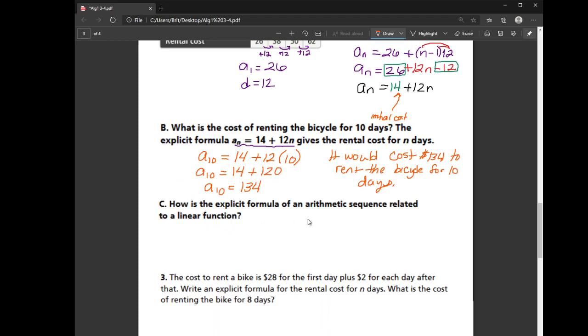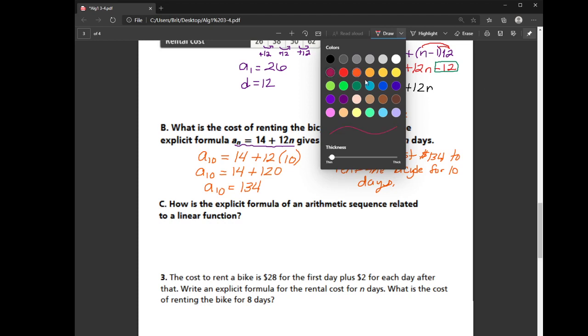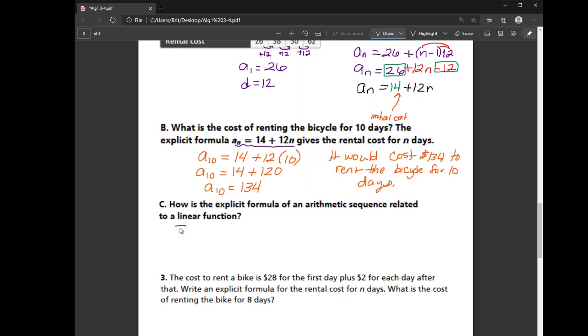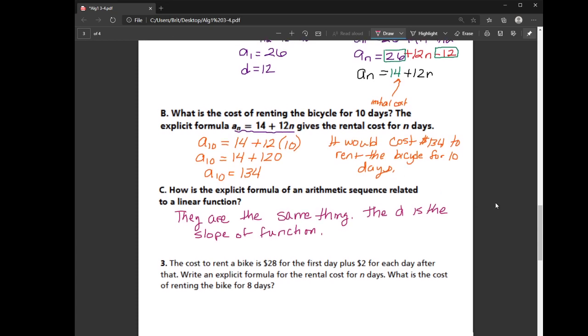So how is an explicit formula related to a linear function? Well, they're essentially the same thing. Okay. And so the d value, the common difference that we had, is the slope of the function. And then when you distribute, right, and once you collect your like terms, then you get your y-intercept right away.